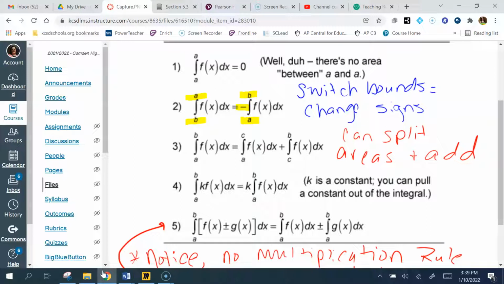For number 3, notice that you can split up different areas to get to, like if this one's going from A to B, you could split up. Think about this like a line addition postulate in geometry, or if C lies in between A and B, I can split these two up this way and then add them together. And that's sometimes helpful, and you've done that sometimes actually already as you split up areas, right?